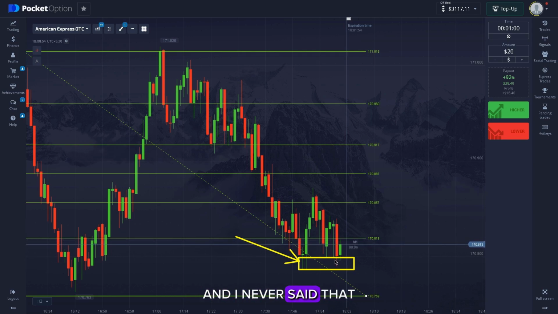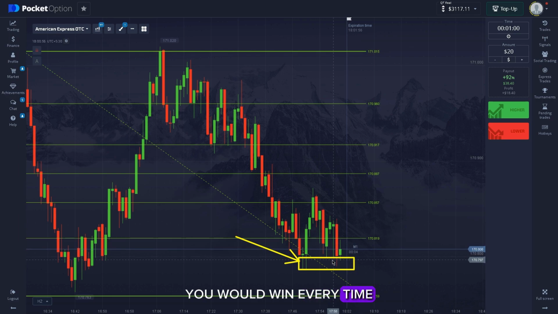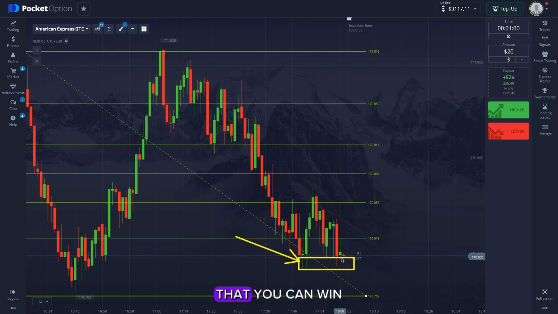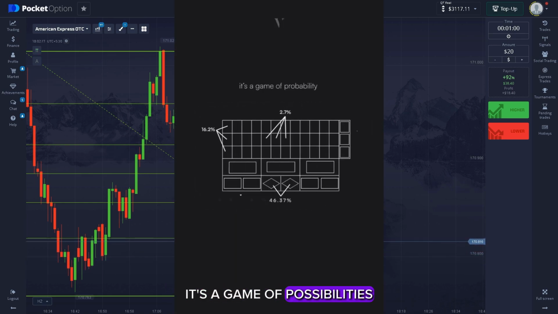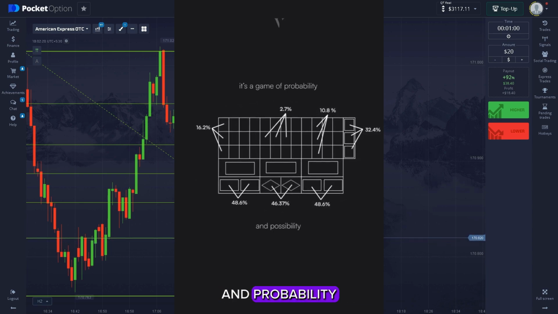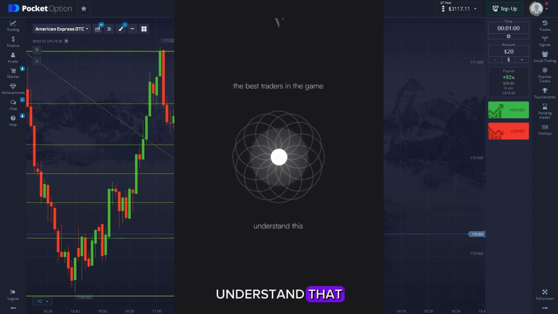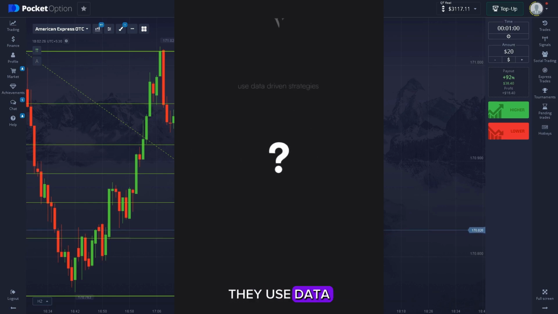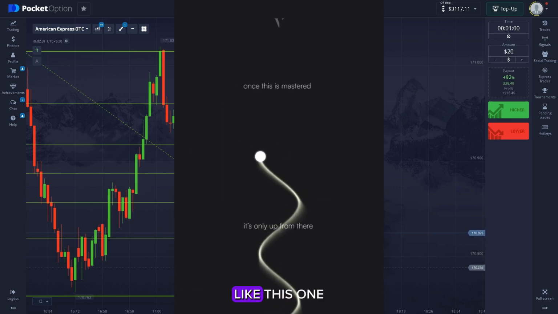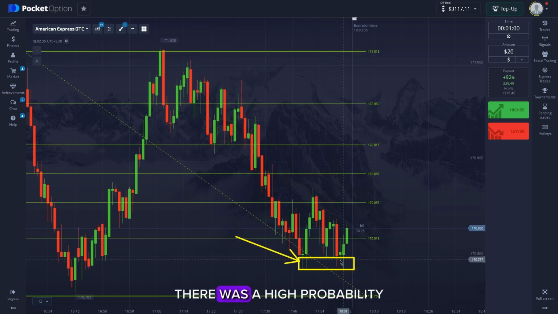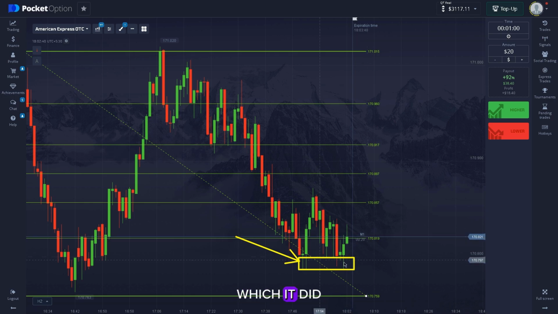And I never said that you will win every time. I just said that there is a high probability that you can win. There is like a 70 to 80% chance that you can win, because trading isn't gambling or based on luck. It's a game of possibilities and probabilities. The best traders in the market understand that. So what do they do? They use data-driven strategies and take high probability setups like this one that I just took. There was a high probability that the market would go up from this area, which it did.